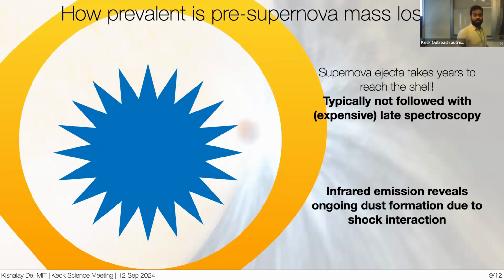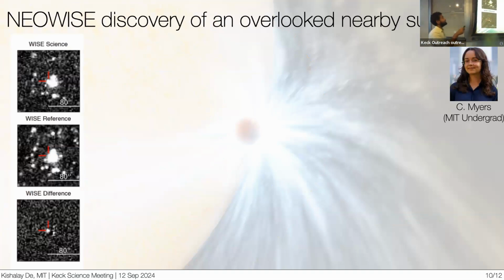But with free infrared imaging, like the one that NEOWISE provides, you can actually just use the dust emission that comes in the infrared bands to look for the same types of interaction signatures. So this is, again, something that WISE is really good at. And here is an example of a WISE transient that appeared in a very nearby galaxy. It's about 180 megaparsecs away. Most of this work was led by Charlotte Myers, who's worked with me.